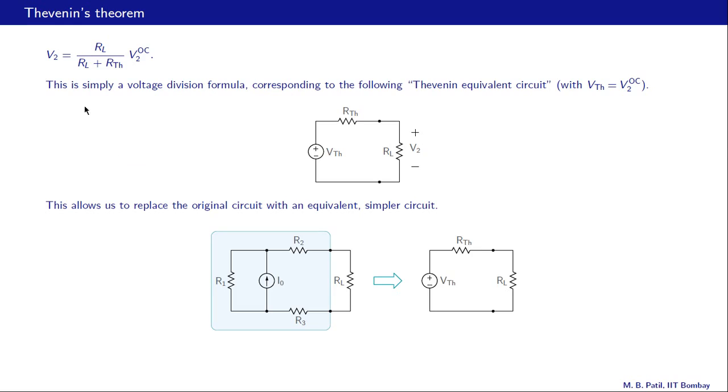In other words, this expression allows us to replace the original circuit with an equivalent simpler circuit, and that simpler circuit is the Thevenin equivalent circuit. So here is our original circuit, and this entire circuit can now be replaced with this much simpler circuit consisting of only one voltage source in series with one resistance. The voltage is called VTH or Thevenin voltage, and the resistance is called R Thevenin or RTH. And later, of course, we will look at how we can obtain VTH and RTH from the original network.